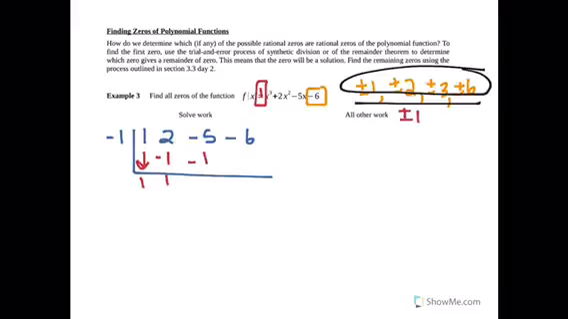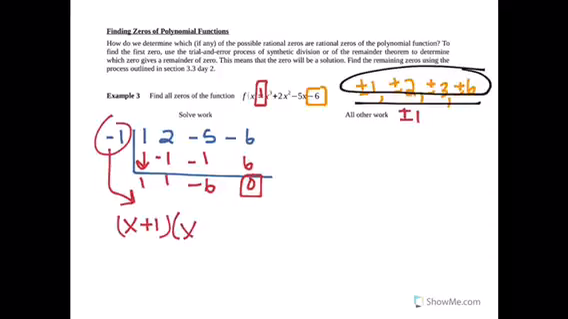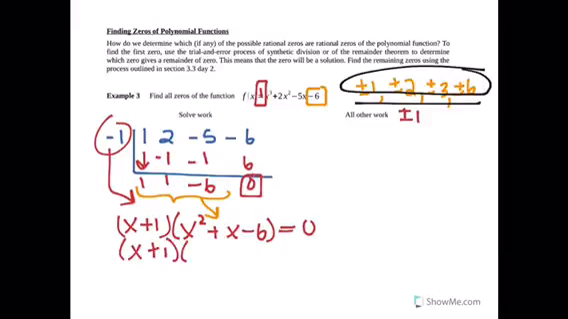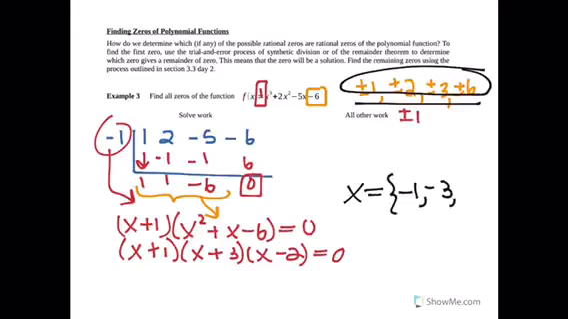Oops, that's -1, -6, 6, and 0. Okay, so we have x plus 1, that's the factor associated with this 0, times x squared plus x minus 6. That's the polynomial associated with this depressed polynomial. Let's continue to factor. x plus 3, x minus 2. Therefore, my zeros are going to be -1, -3, and +2.